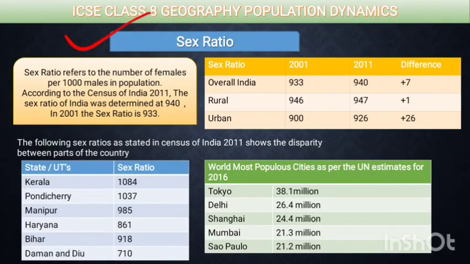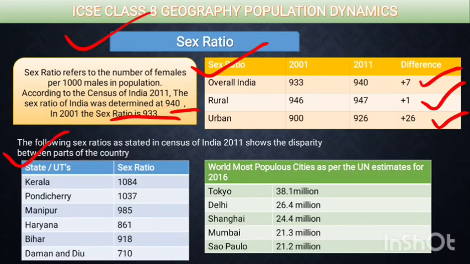What is sex ratio? Sex ratio refers to the number of females per 1000 males in a population. According to the 2011 census, the sex ratio of India is 940, while in 2001 it was 933. Okay, overall India's sex ratio difference between 2011 and 2001 is 7. In rural areas it is +1, in urban areas it is 26.